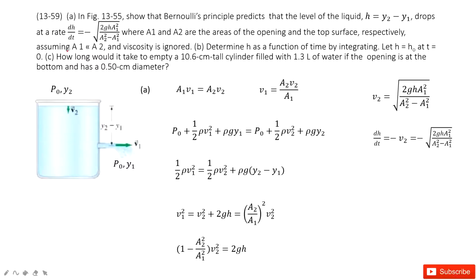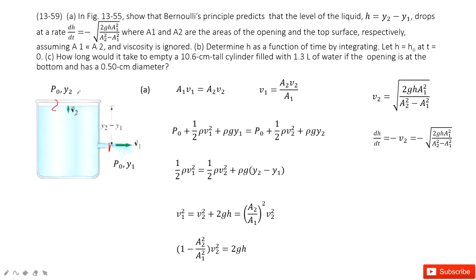Let's look at problem 59 in chapter 13. Chapter 13 is about fluids. Still, we have these systems, right? We need to show that Bernoulli's principle can find V2, and that the drop rate dH/dt equals this function. A1 and A2 are the cross-sectional areas. We consider this position 1 and this position 2. Now the drop rate must be V2. Do you agree? So it looks like we need to find V2.